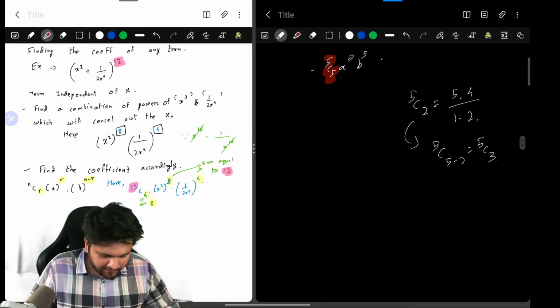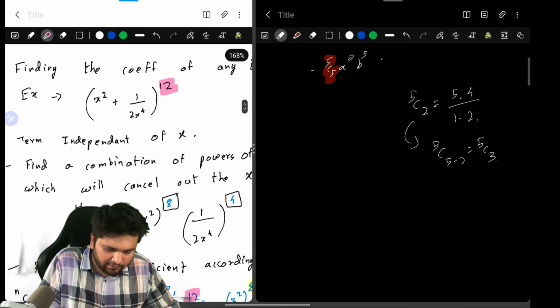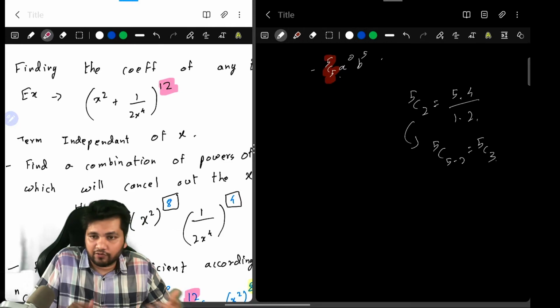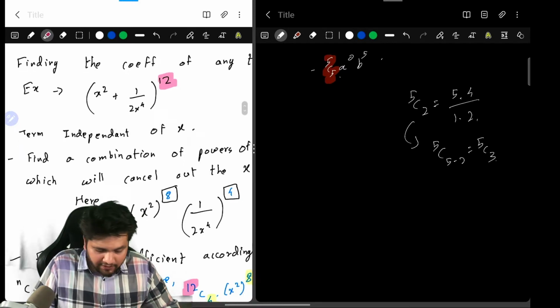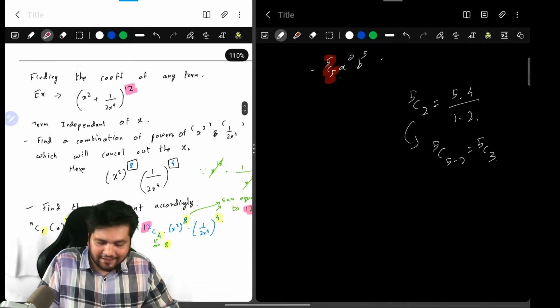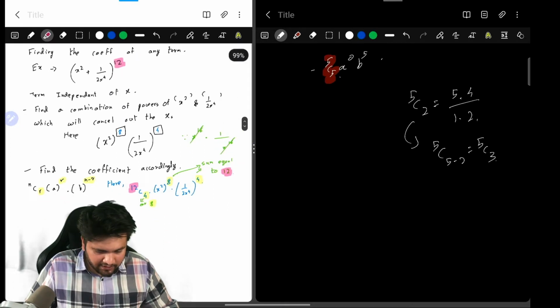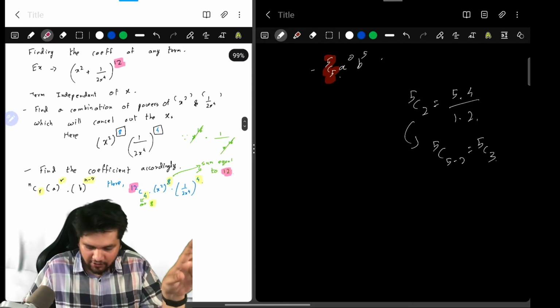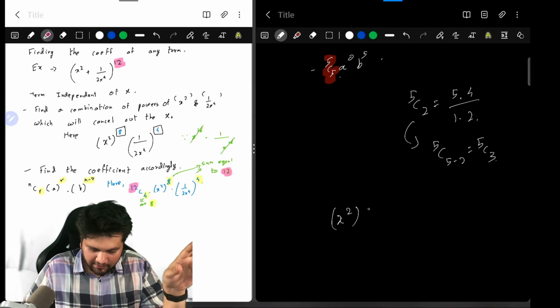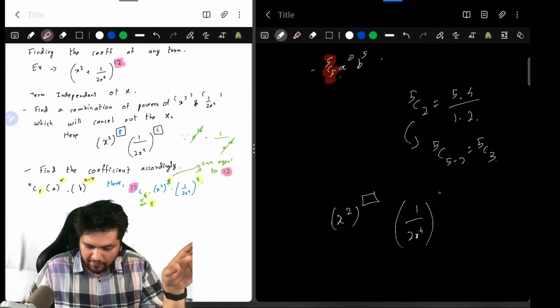I've taken one example, (x square plus 1 by 2x to the power of 4) to the power of 12. Okay, and we need to find a term independent of x. So I've just taken an example so that it becomes easier. So as you can see, we need to find a combination of x square to the power of something and (1 by 2x to the power of 4) to the power of something.